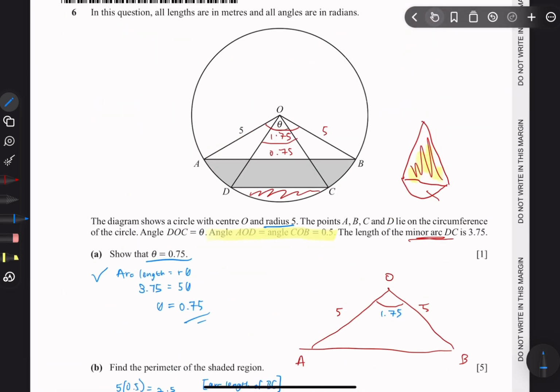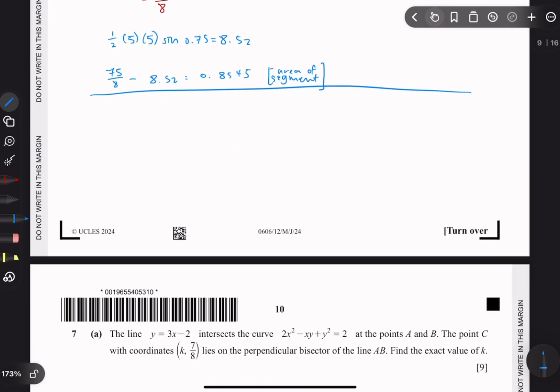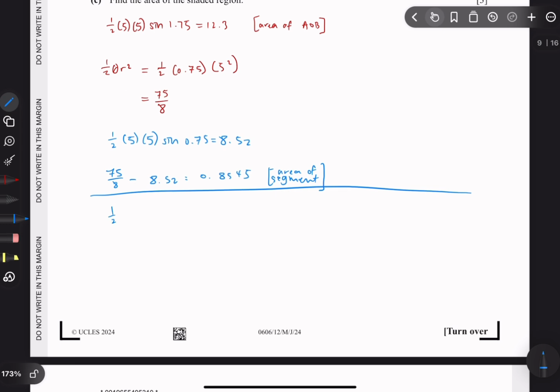Okay, so lastly, we can find the area of the whole sector AOB. And to do this, you can use the sector formula. Half, and the theta is 1.75. R squared is 5 squared. So 175 over 8 is the area of sector AOB.